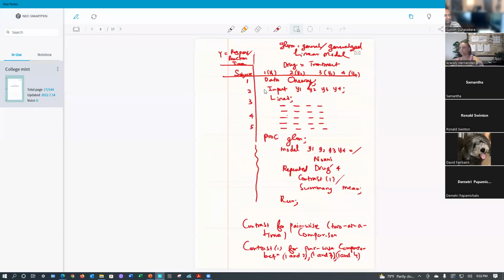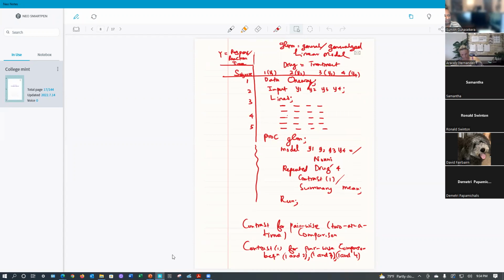Single group, repeated mentions like this. Data, one way, input. Y1, Y2, Y3, Y4 lines. For these 100 people, PROC GLM model, no univariate, repeated.